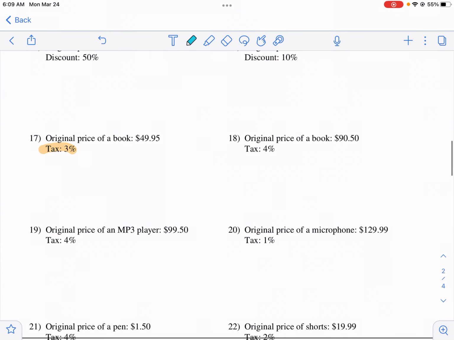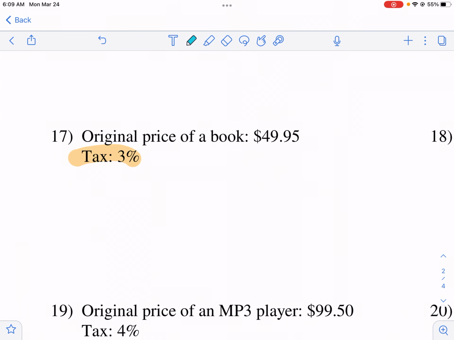Okay. Let's do another tax one real quick. So if it's a tax, we're going to increase the price. That's 0.03 that we'd have. That's the decimal form of the 3%. I'd have to add this to my original of 100%, which is just 1 as a decimal, 1.03. So I'm going to take 1.03. I'm going to multiply it by 49.95.